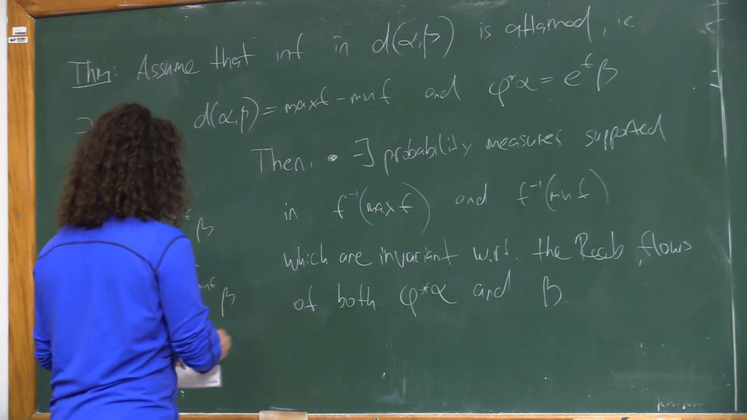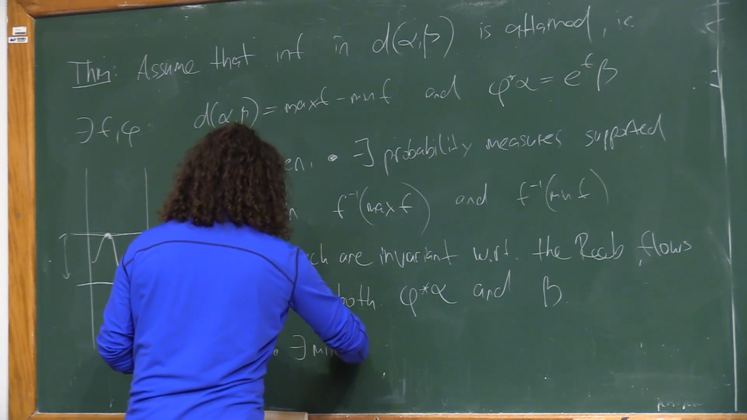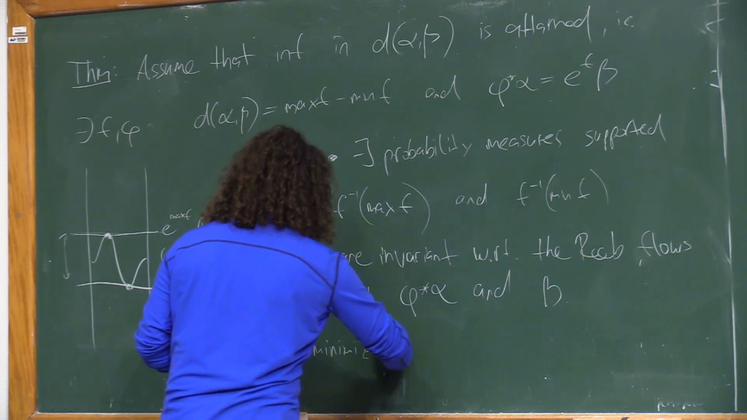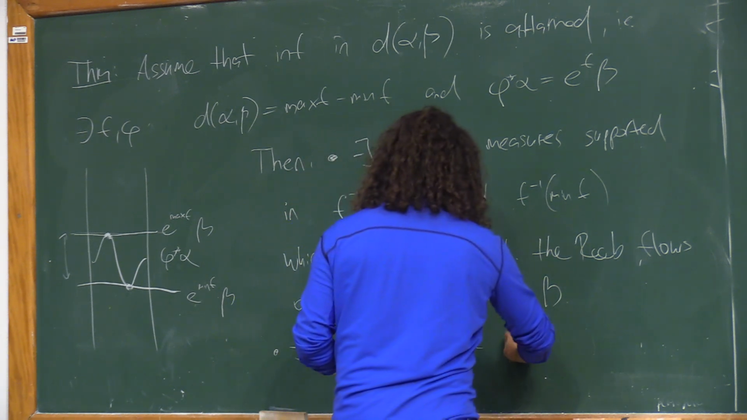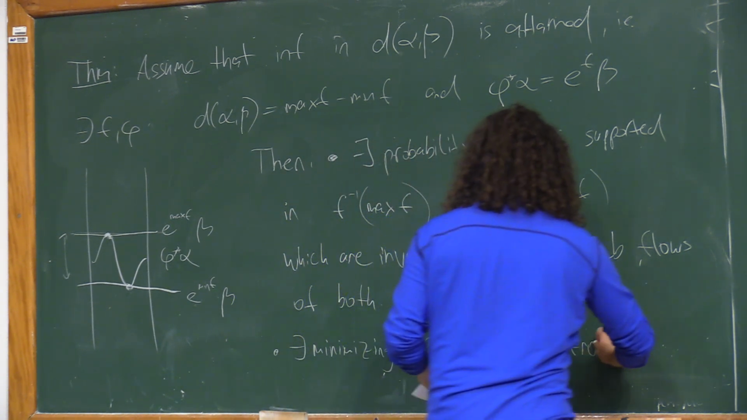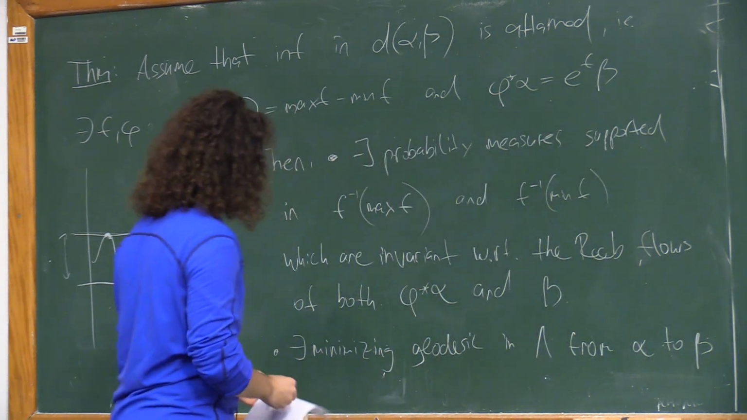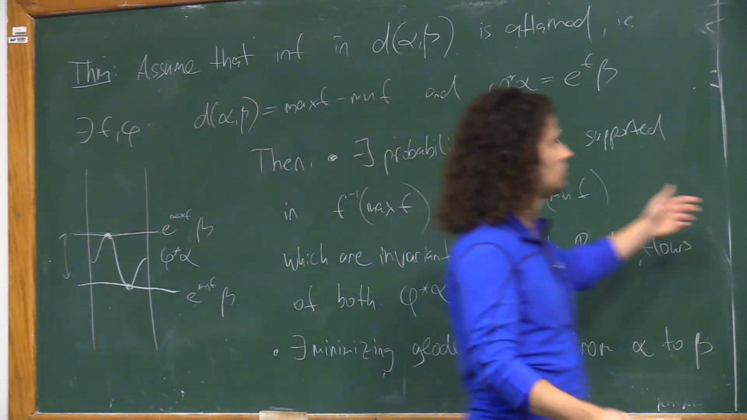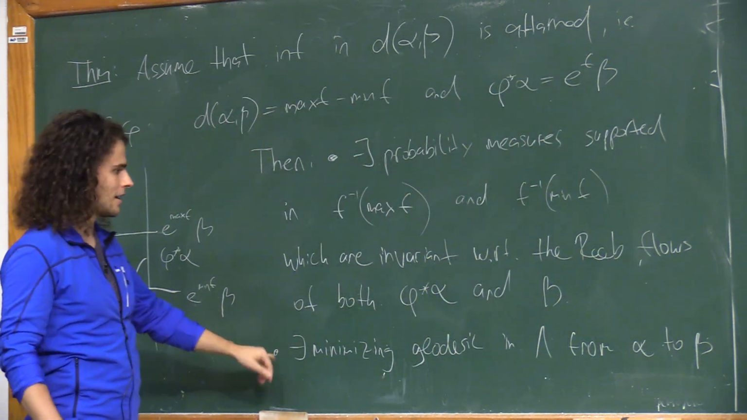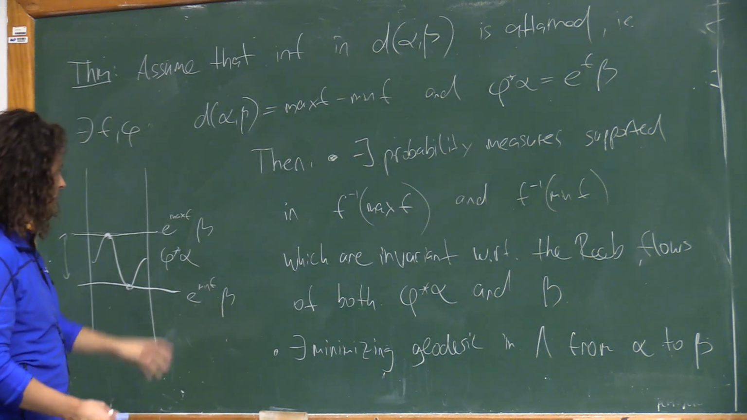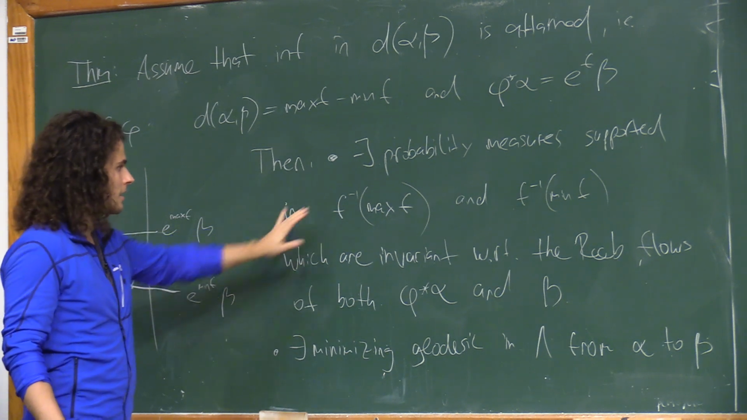The second one is that we can also conclude that there exists a minimizing geodesic in lambda from alpha to beta. At first it's not quite clear whether there exist any geodesics, and then here we say, well, if the infimum is attained, then we do have this connecting geodesic. Okay, but the more important one for this talk is going to be the first one, the existence of these probability measures.